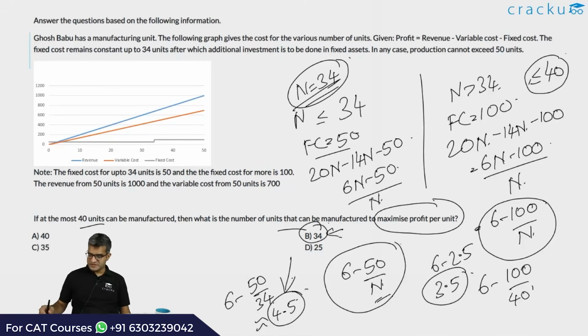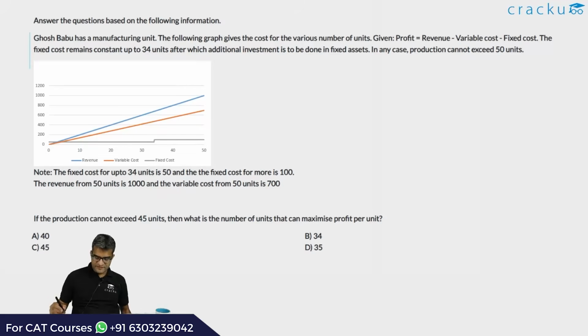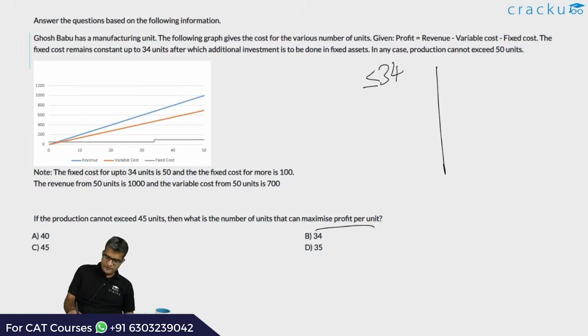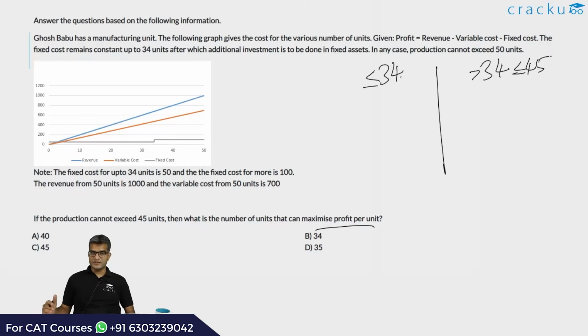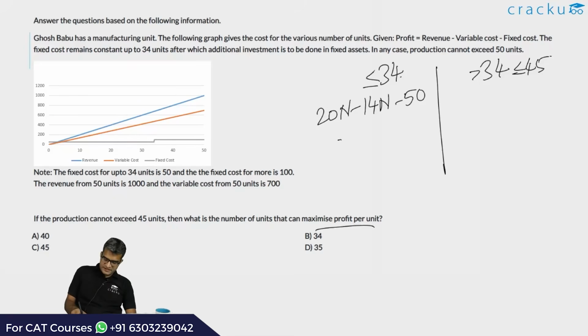Let us look at the next question. If the production cannot exceed 45 units, what is the number of units that can maximize profit per unit? Again, similar to the earlier question, we consider when n is less than or equal to 34, and when n is greater than 34 but less than or equal to 45. When it is less than or equal to 34, what is the profit? It is 20n minus 14n minus 50.